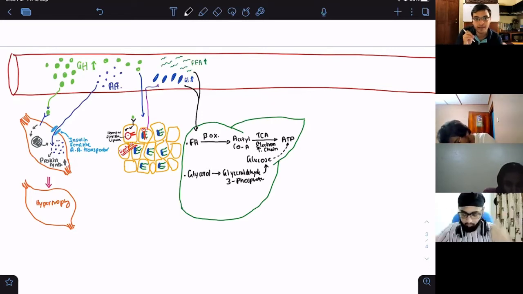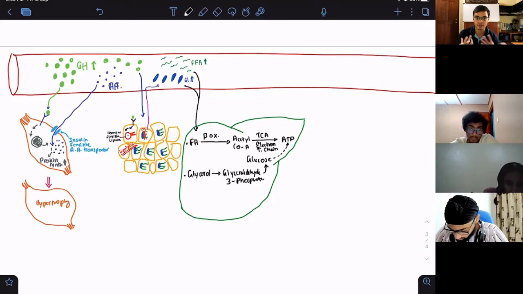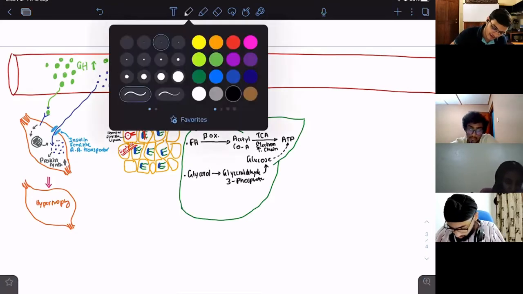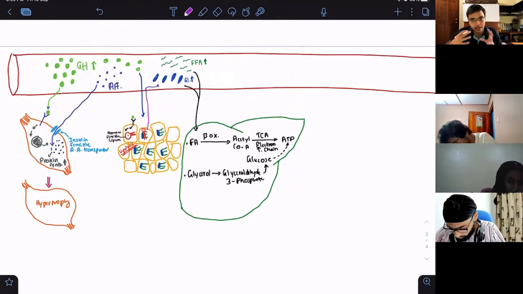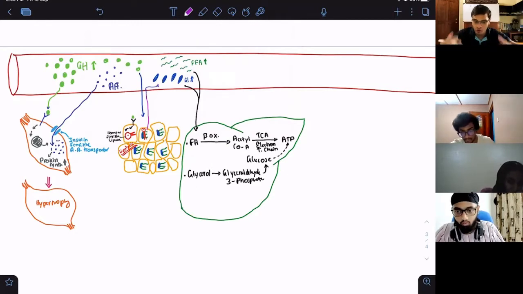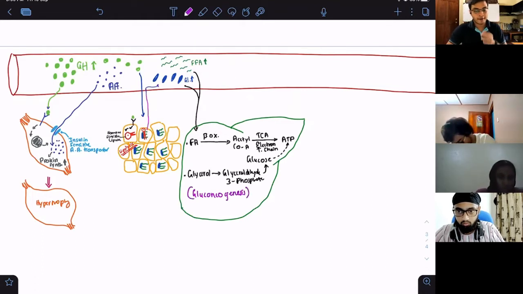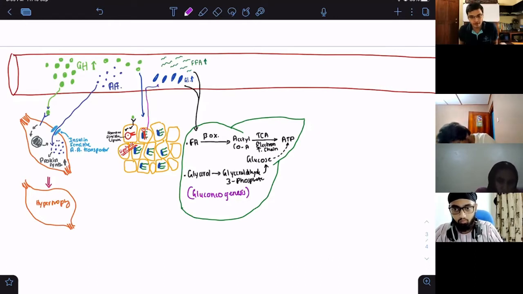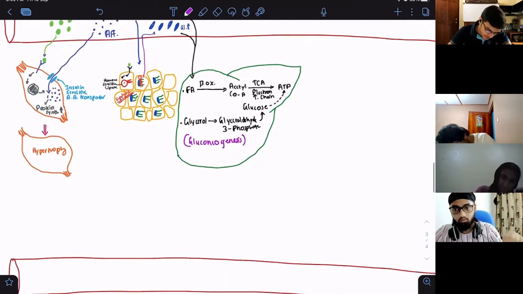Now tell this, guys. Glycerol, when it was broken down in this way, what is this process called? We are using non-carbohydrate sources. Glycerol is not a carbohydrate. Excellent. So we are using a non-carbohydrate source here to produce glucose. What do we call this? Gluconeogenesis. So what does this tell you? Our growth hormone is going to stimulate gluconeogenesis.